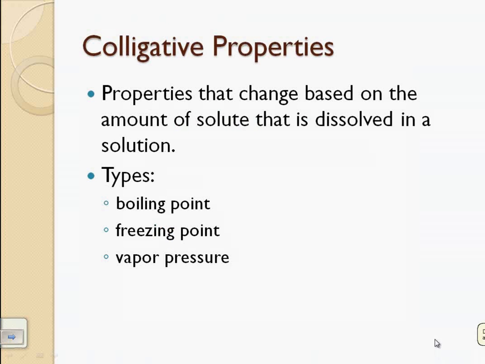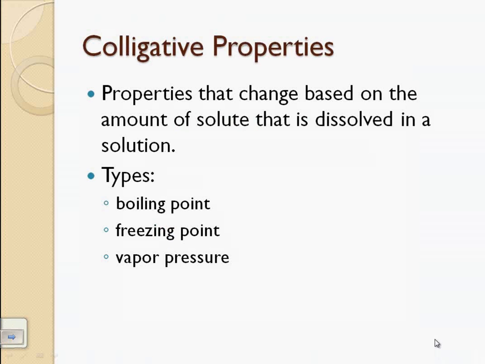Alright, in this lab we're going to look at colligative properties. And a colligative property is any property that changes based on how much solute you have dissolved in the solution. The interesting thing is it doesn't matter what the solute is. It doesn't matter what its molar mass is, doesn't matter what type it is. It only matters how much there is, how many particles get in the way of what it's trying to do.